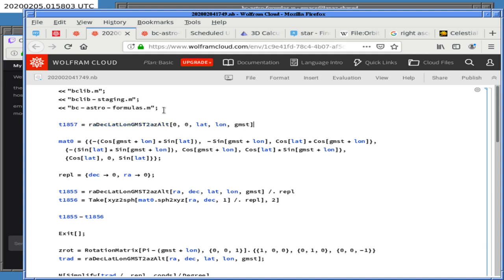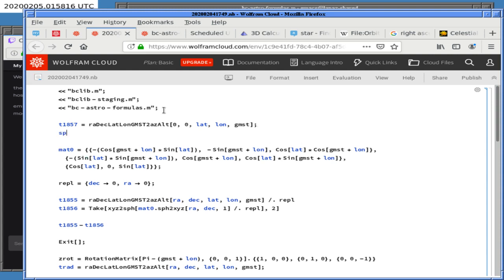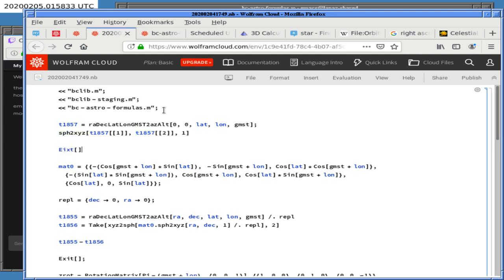So that's what you get when you take basically the x-axis, which has theta and phi both equal to 0. Send it through RA deck, and then we convert those spherical coordinates back to xyz coordinates. And that should be the first row of R. That's where the x-axis goes. So, I think that's right. Let's see.